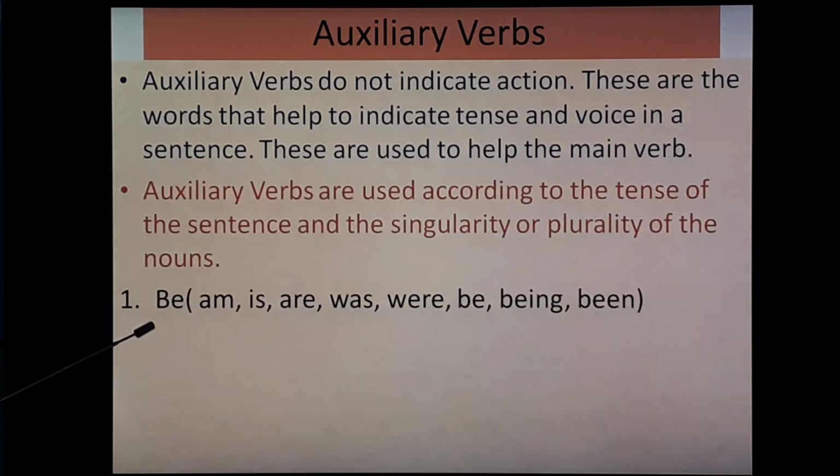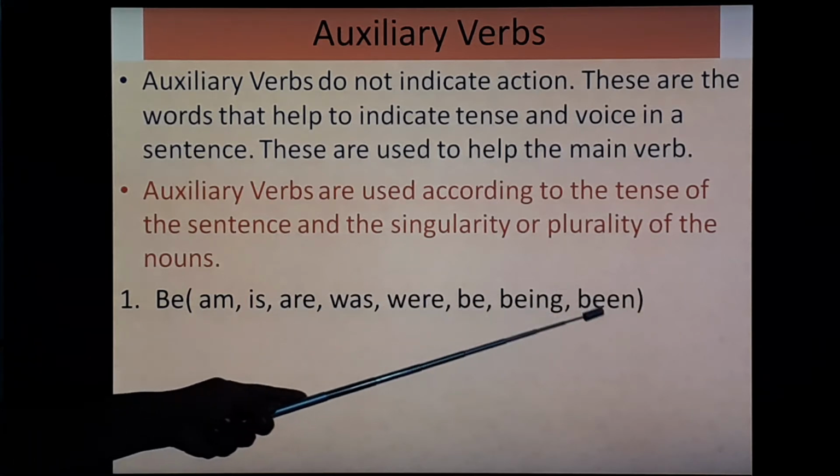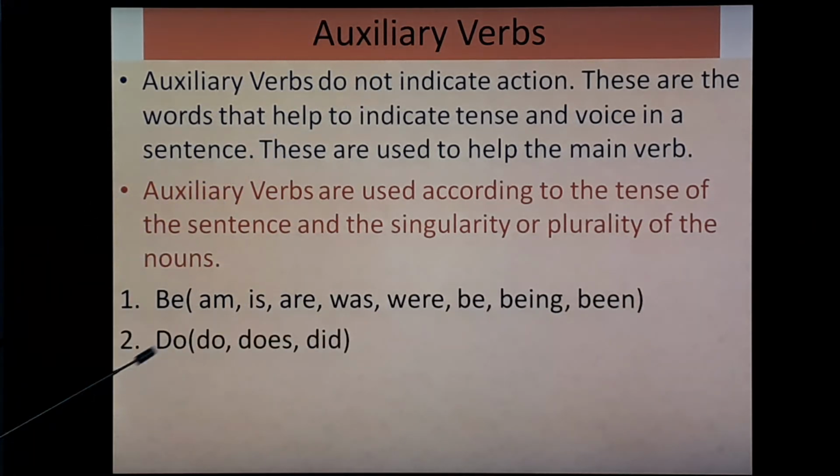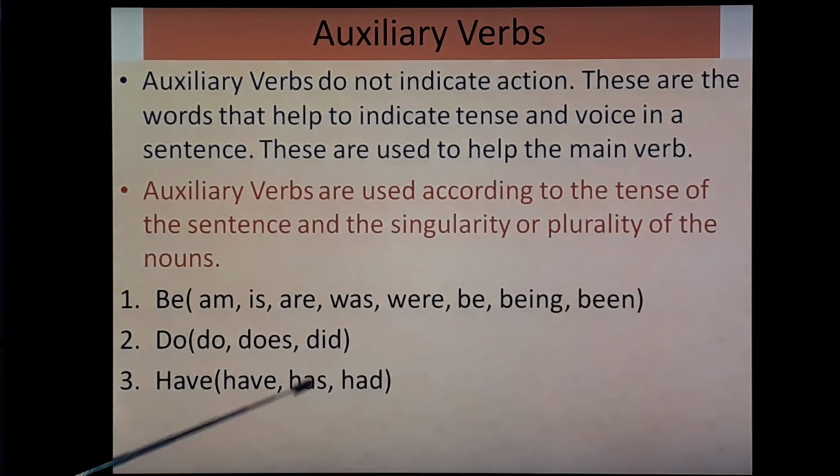First, be form: am, is, are, was, were, be, being, been. All these come under the category of auxiliary verbs. Second, do form: do, does, did. Third, have form: have, has, had.